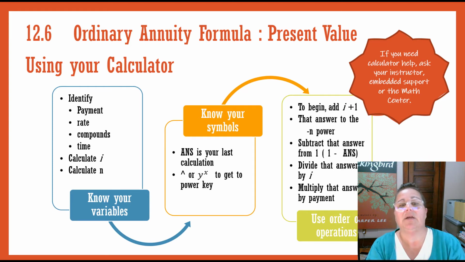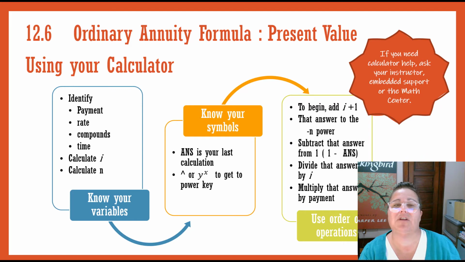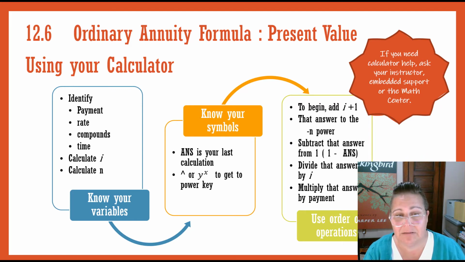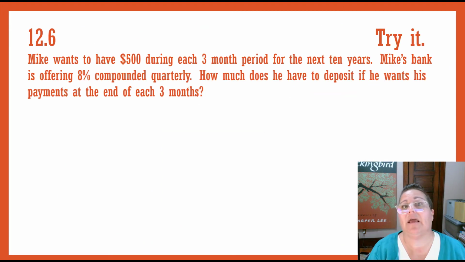All right. You're going to subtract that answer from 1. That may mean you have to use 1 minus second equals to get 1 minus answer. We're going to divide that then by I and multiply that final brick answer by the payment. An example of how that goes.